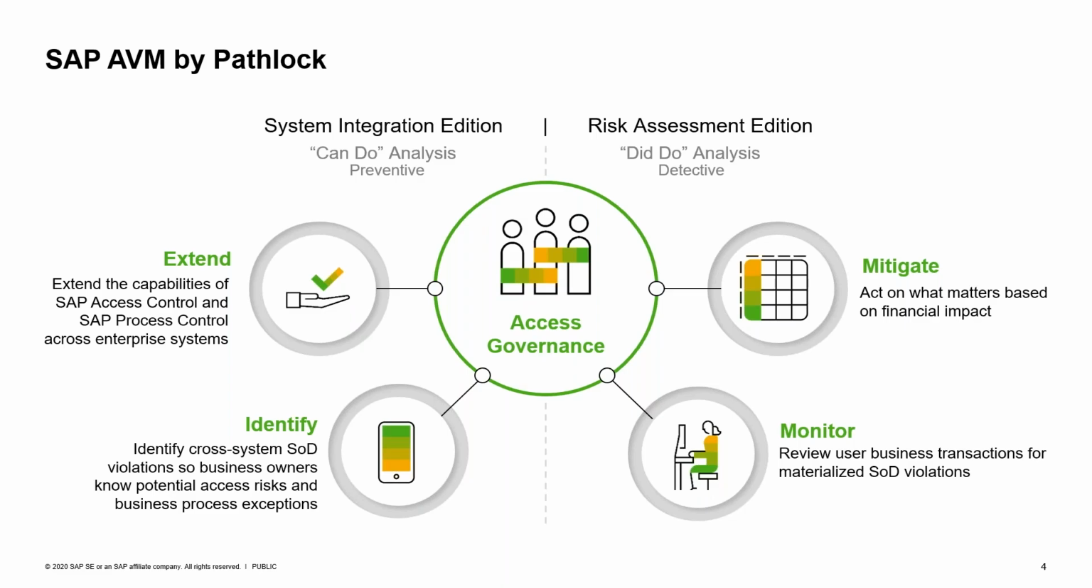So we can actually see a did do, right? So that's really the power of AVM by Pathlock.